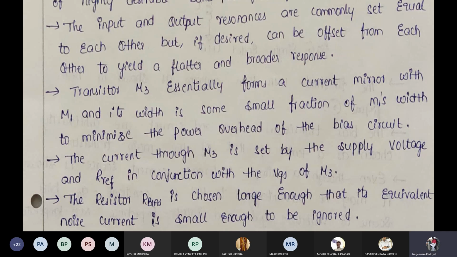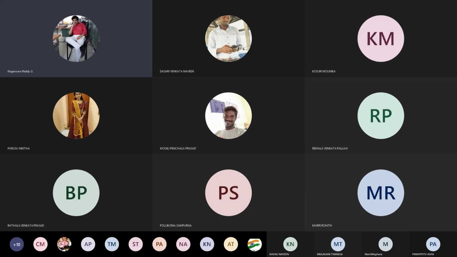Next, the input and output resonances are commonly set equal to each other, but if desired can be offset from each other to yield a flatter and broader response. Transistor M3 essentially forms a current mirror with M1 and its width is a small fraction of M1's width to minimize the power overhead of the bias circuit. You can observe the function of the transistor M3.